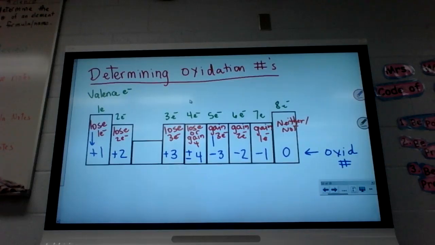Okay, so that comes from the oxidation number. So if the oxidation number is 0, it won't have an ion. If you have a positive oxidation number, it will be positive. If you have a negative oxidation number, it will be negative. Okay?